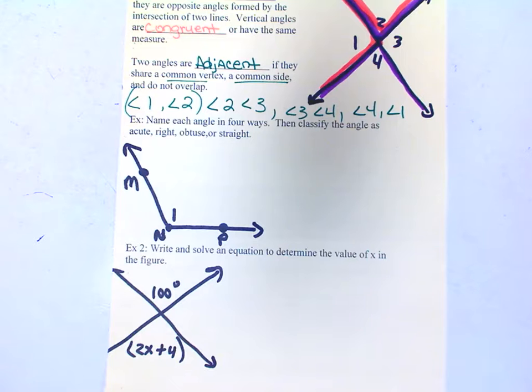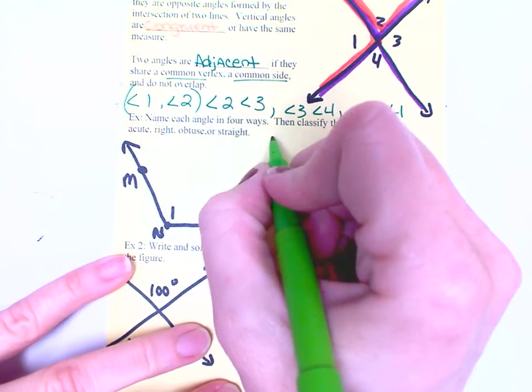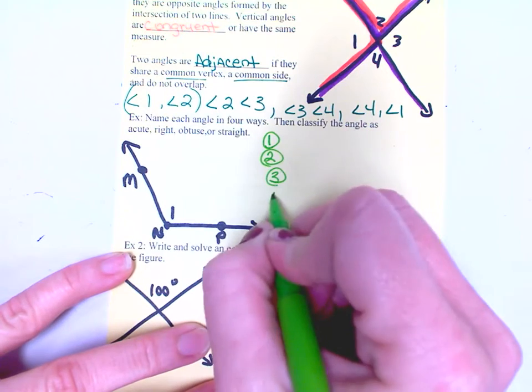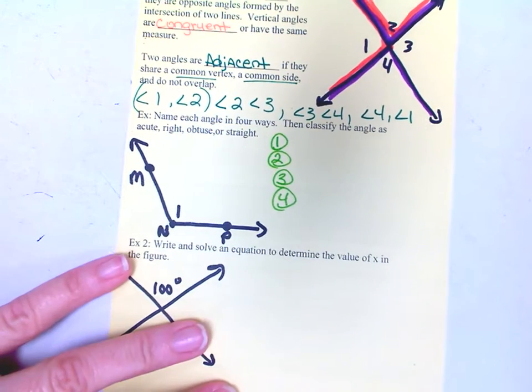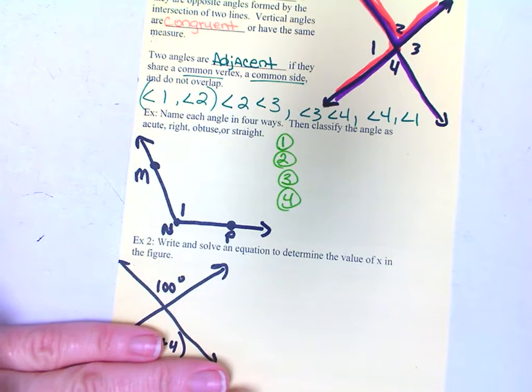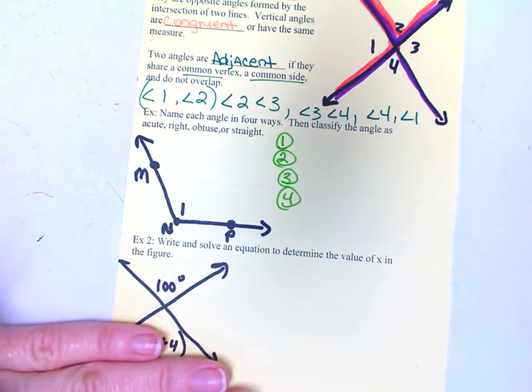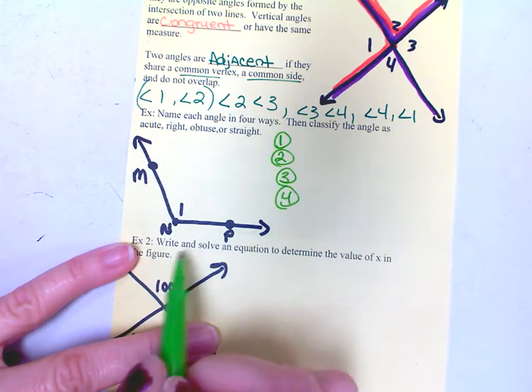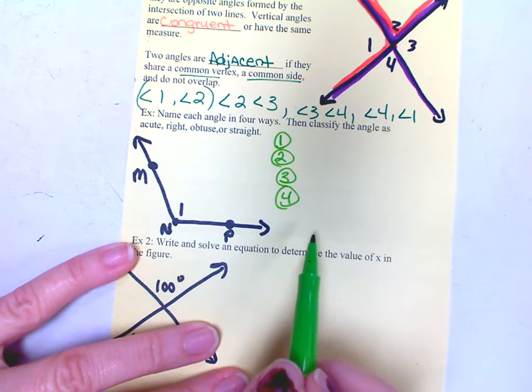First example, name each angle in 4 ways and then classify the angle as acute, right, obtuse, or straight. So let's name the angles first. There's 4 ways I can name this angle. Please pay very close attention to the way we're naming angles because this will be important on your homework. This angle can be named in 4 different ways.